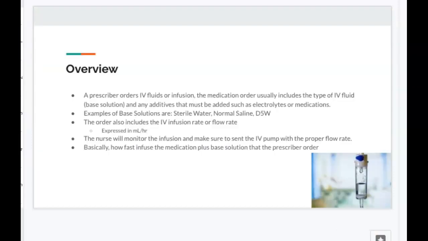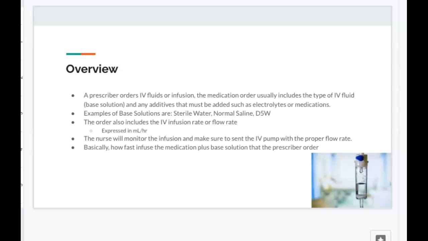So let's take a look at a little overview about what a flow rate is. First of all, prescribers will order IV fluids or IV infusions. And the medication order will usually include the fluid type, which is your base solution, for example, normal saline, sterile water, dextrose 5% water, something like that. And then any additive that must be added, such as electrolytes or medication.